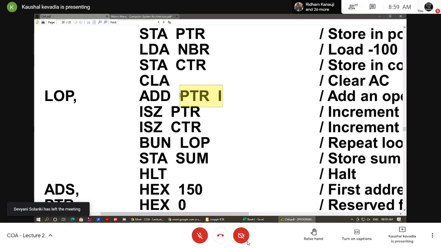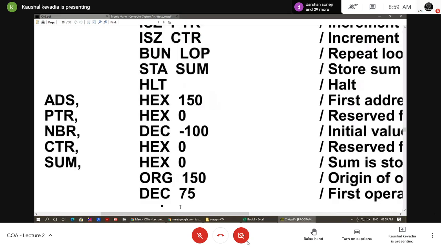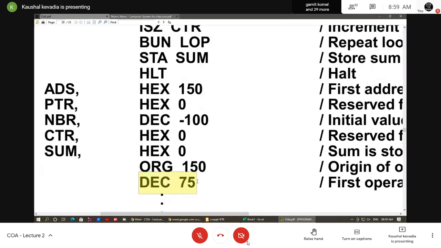Here the memory location is in the form of indirect addressing mode. This instruction is working in indirect addressing mode, so we do not require the value from PTR. It gives me the address. At that address I want to fetch the value. So if you execute this instruction ADD PTR indirect addressing mode, what is the current value of PTR? It is 150, because we have already put this value of ADS into the PTR. So PTR has value 150. At 150 I want to check which operand is available.